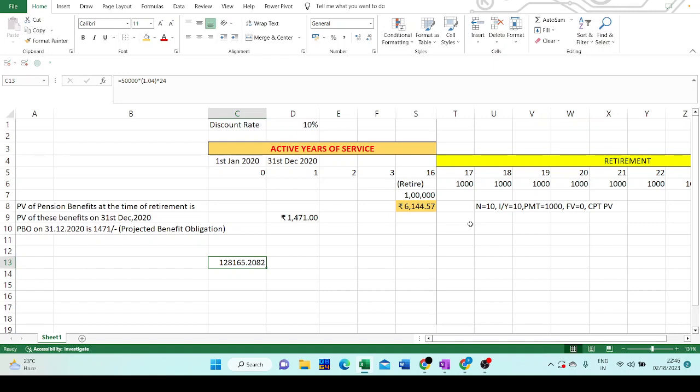So the first thing that we need to estimate is the rate of increase in salary, right? And if I've just joined the company and I intend to work for 16 years, in this example the employee will be eligible for how many increments? He's joined today, intends to work for 16 years. 15 increments, because salary increments typically take place at the end of the year.